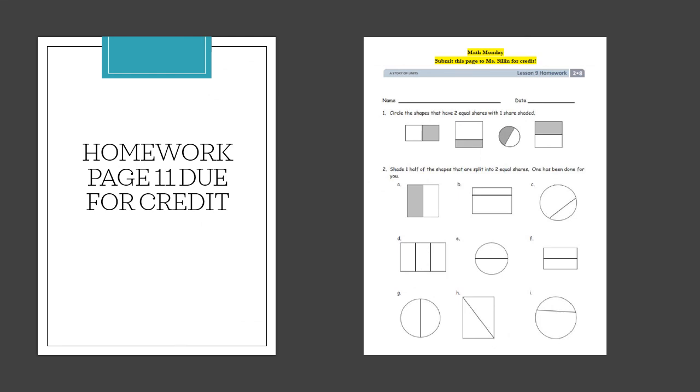On your homework, page 11, this is due for credit. So as soon as you are done completing it, please send a picture to me and I can give you credit. Question 1, circle the shapes that have 2 equal shares with 1 share shaded. So not all of those shapes should be circled. Question 2, shade 1/2 of the shapes that are split into 2 equal shares. 1 has been done for you.